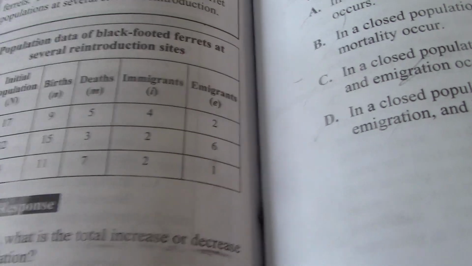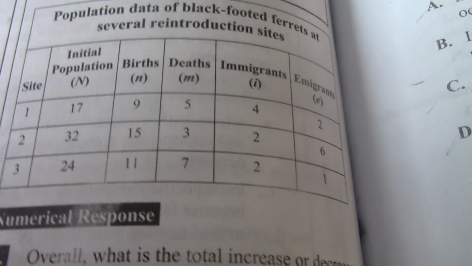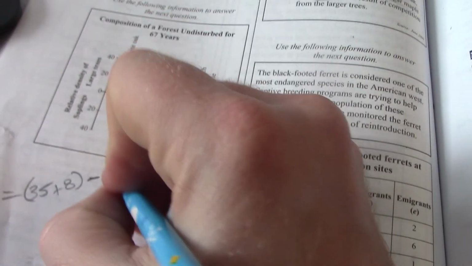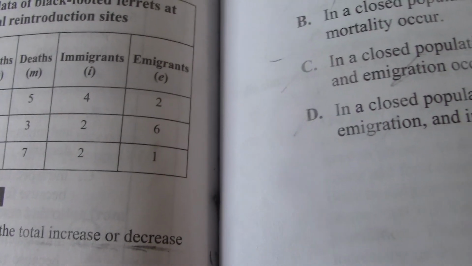Right, so I've got 35 births. And then there were 8 immigrants, so 35 plus 8. And I need to get rid of the situations where the population decreases. So there were 8 plus 7, that's 15 deaths. Okay. And then emigrants, so the number of individuals that left, is 9.